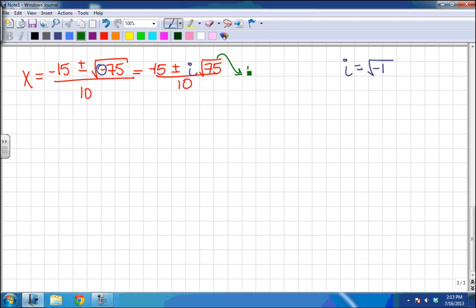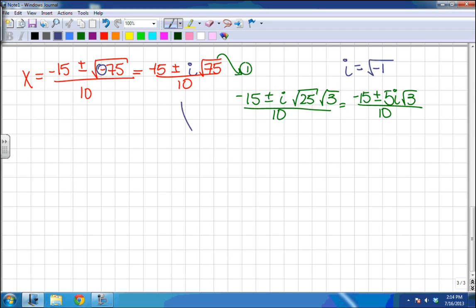So again, if I like to use method 1, I know that negative 15, 75, I know is 25 and 3, because 25 times 3 gives me 75. And then I have a 10 on the bottom. The square root of 25 is 5. So I'm going to write 5, then the i, and what I have left over in my square root.